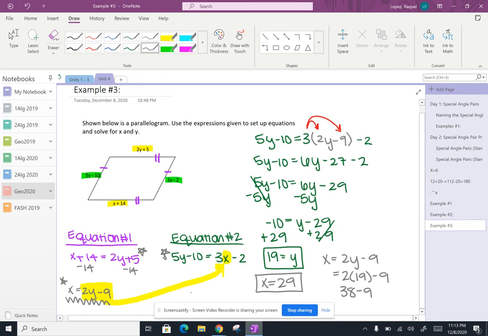So your solution to this, if you're writing it as an ordered pair, is going to be 29 comma 19. And we're done with the problem.